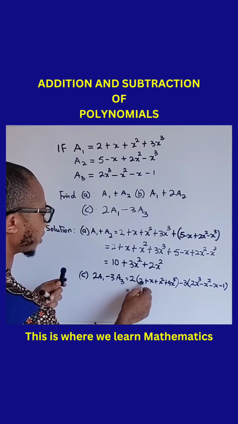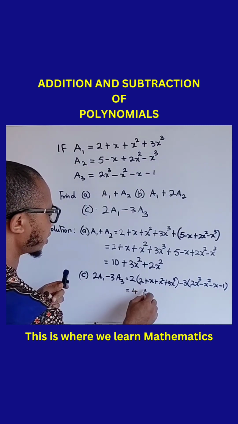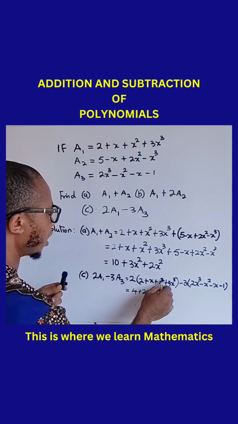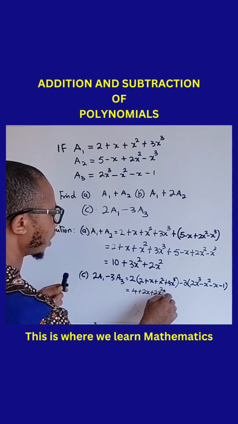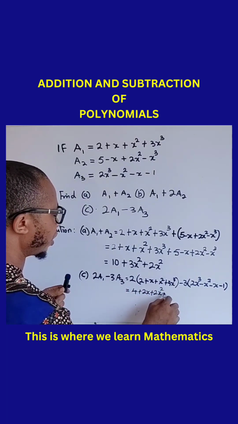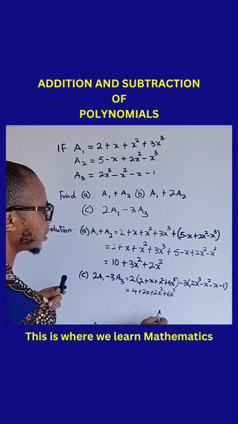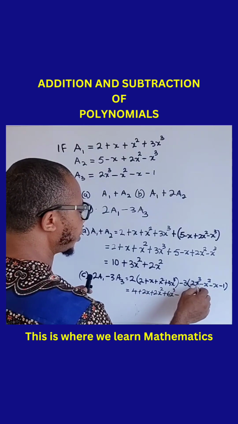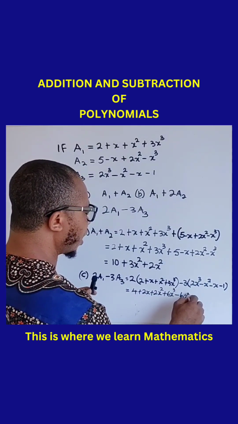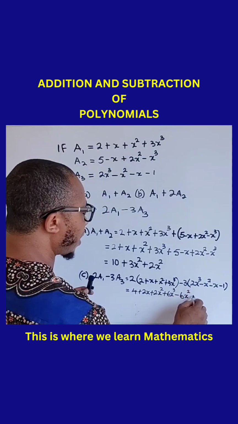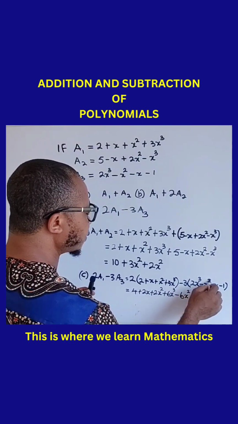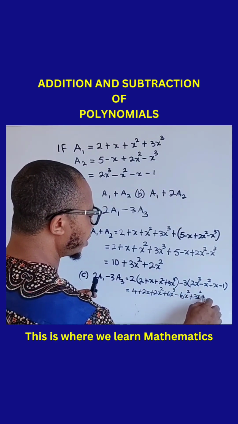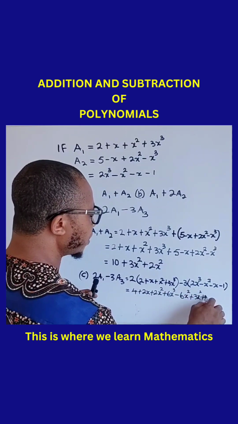Okay, now let us open the bracket. Opening the bracket, 2 multiplied by 2 is 4. 2 multiplied by x will give us 2x. 2 multiplied by x squared will give us 2x squared. 2 multiplied by 3x cubed will give us 6x cubed. Then let's go to this. We have minus 3 multiplied by 2x cubed will give us minus 6x cubed. Minus multiplied by minus here will be plus, so 3 multiplied by x squared will give us 3x squared. Minus multiplied by minus here will give us plus. 3 multiplied by x will give us 3x.